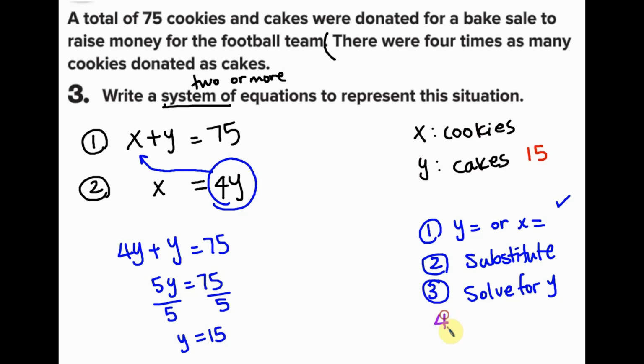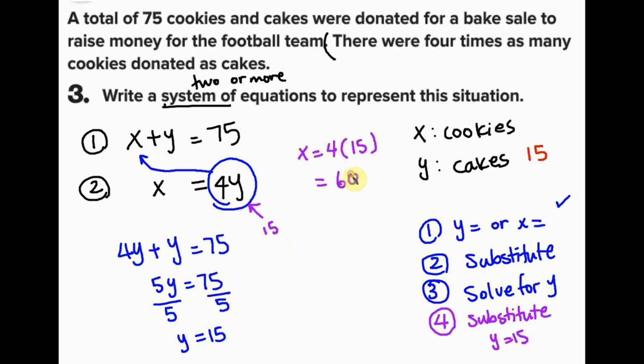And then continuing, I still need to substitute one more time to find the missing x value. So then it looks like the second equation is simpler than the first one. I'm going to plug 15 in this y. If I do so, x is equal to 4 times 15, I will get 60. And that's how I know there are 60 cookies.